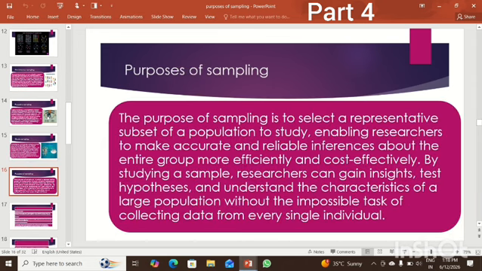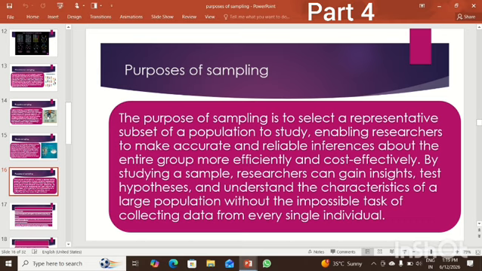Then we have the purposes of sampling, which is the major topic of our presentation. The purpose of sampling is to select a representative subset of a population to study, enabling researchers to make accurate and reliable inferences about the entire group more efficiently and cost effectively. By studying a sample, researchers can gain insights, test hypotheses, and understand the characteristics of a large population without the impossible task of collecting data from every single individual.